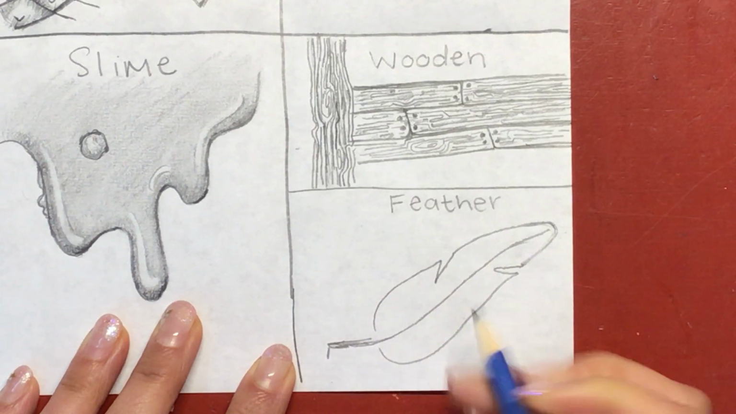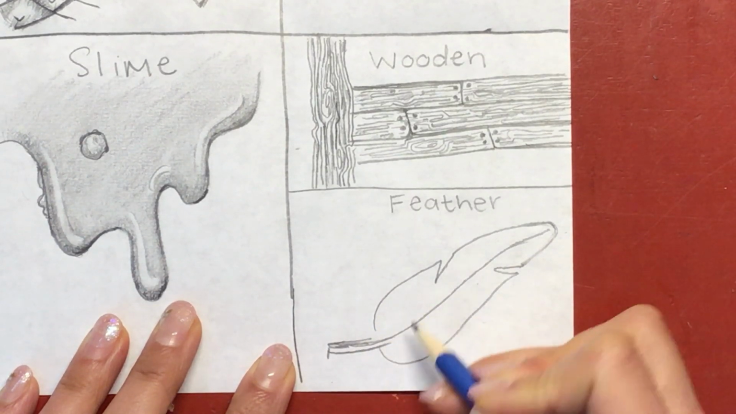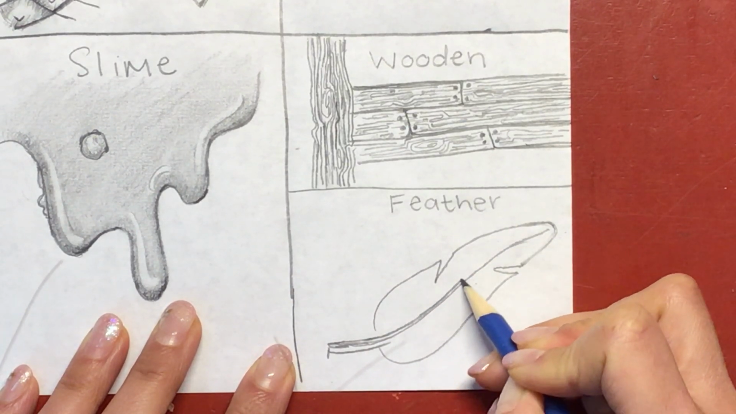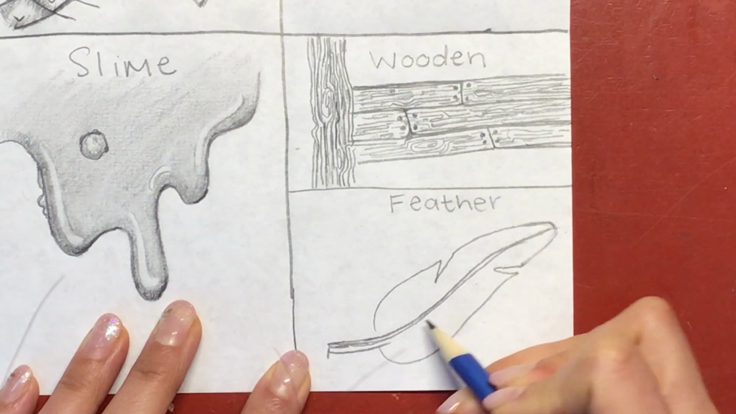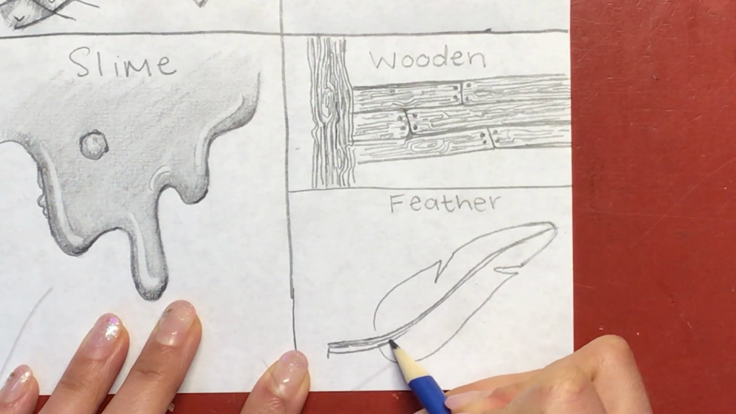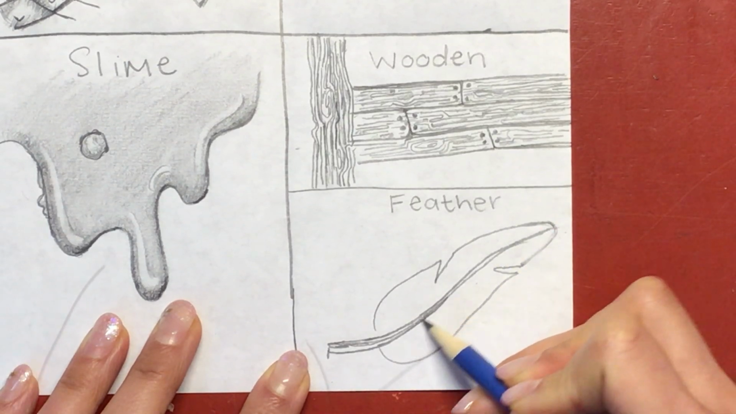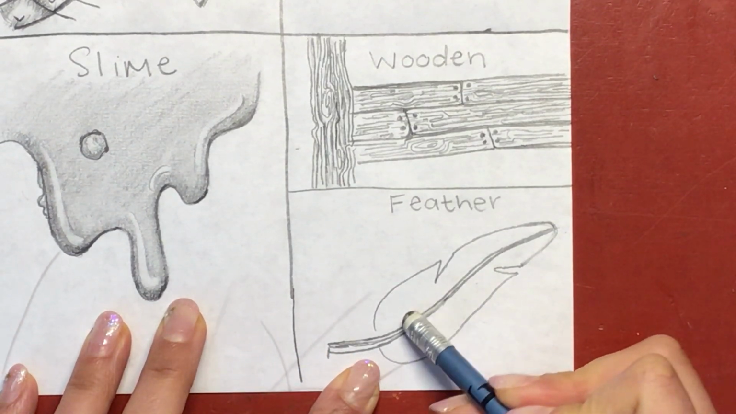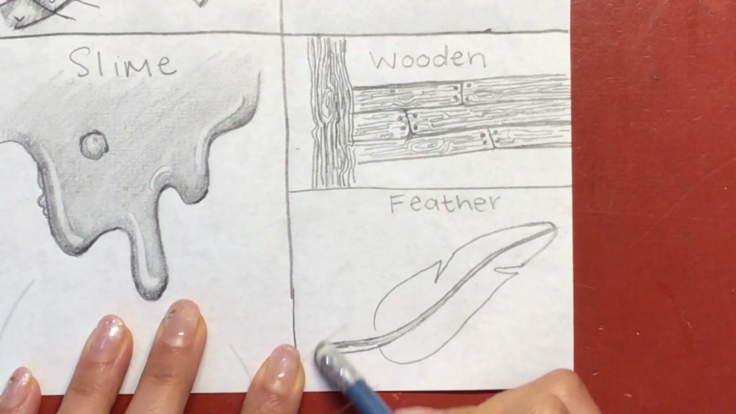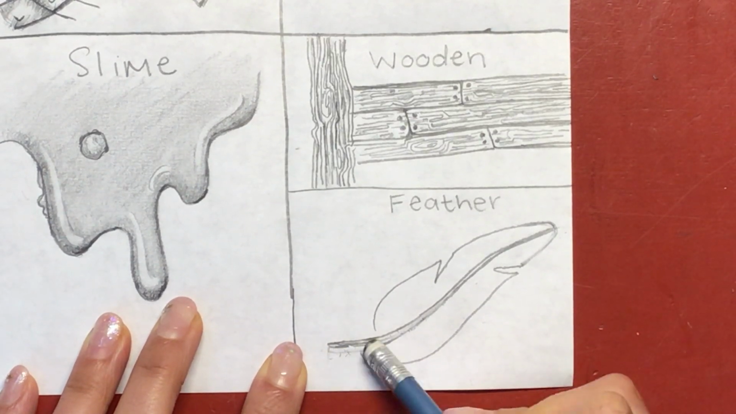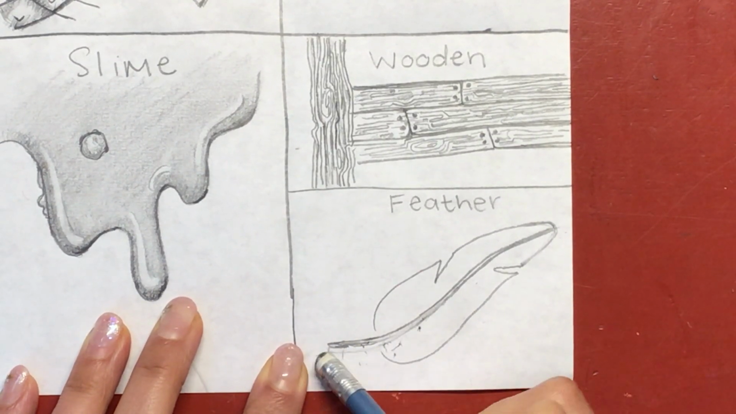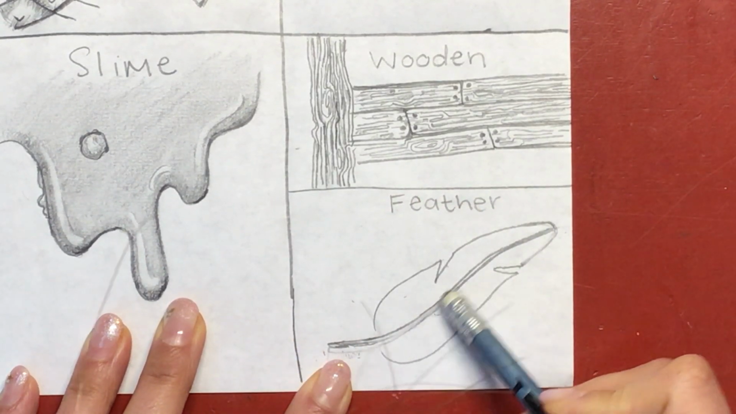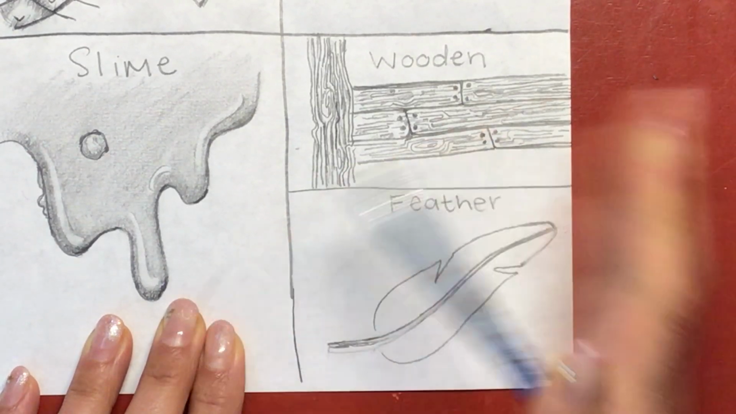So the quill part of the feather here, I'm going to add some thickness to that. I didn't want it to be quite as thick at the bottom, so I'm just going to thin that out at the base of the quill. Okay.